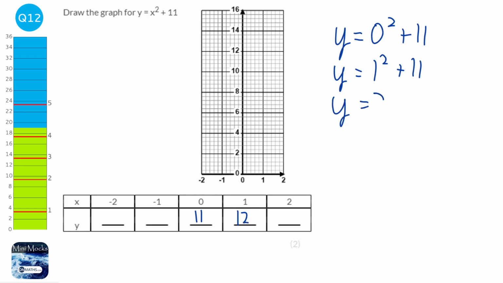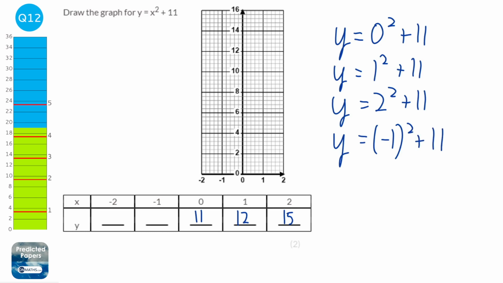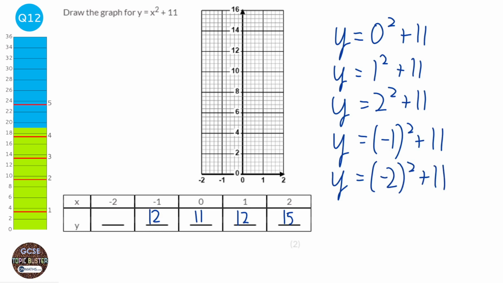Same again for 2. 2 squared plus 11. 2 squared is 4. 4 plus 11 is 15. Now the minuses are a little bit more difficult, but not that much more difficult, because when you square a negative, you actually get a positive. So minus 1 squared is just 1. 1 plus 11 is 12. And then minus 2 squared plus 11. Minus 2 squared is 4. 4 plus 11 is just 15.